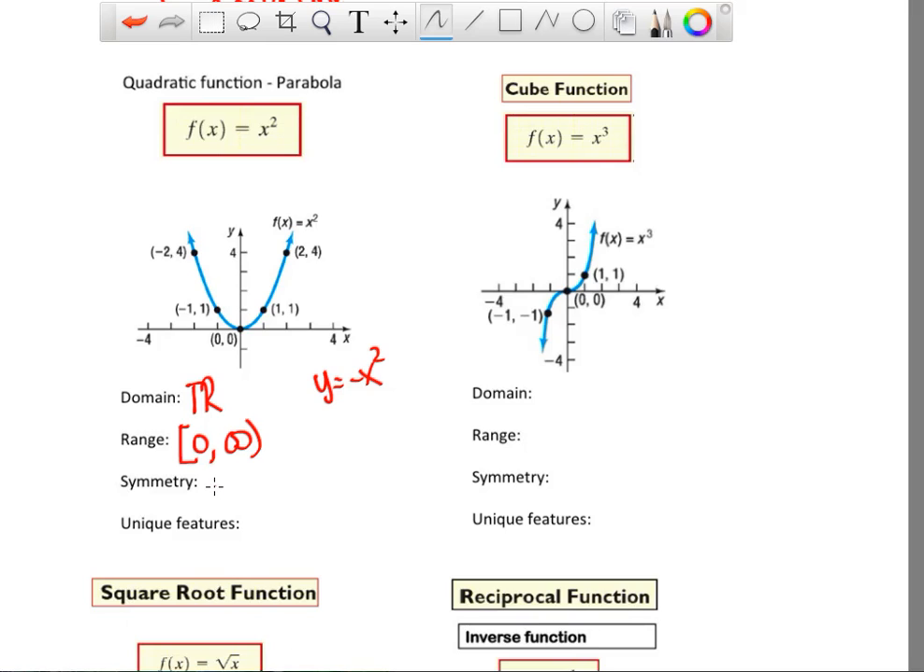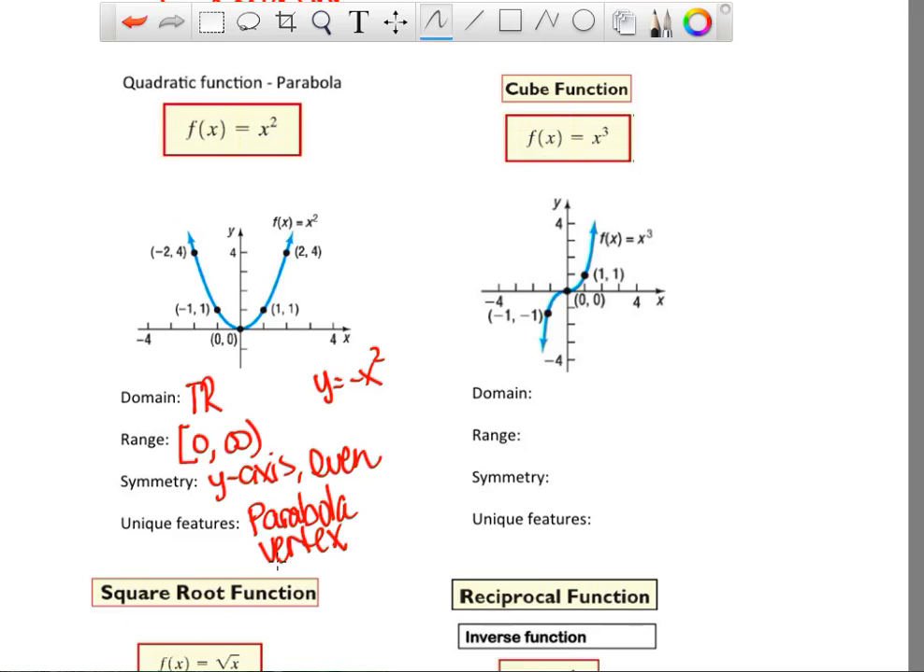Symmetry, it's even, so it has y-axis symmetry. It's actually the graph that I have in my mind if you ask me about even and odd functions. And the unique features, well, the shape has a special name, and it's called a parabola. Other than that, it has a vertex, and the vertex is important for graphing any parabola.